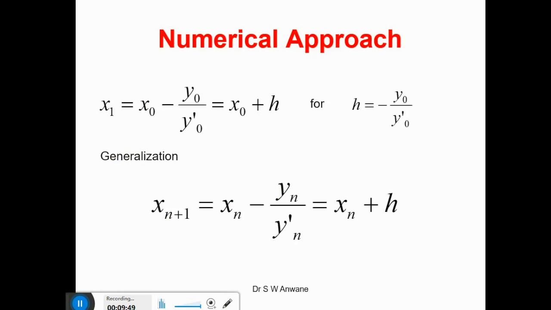And you can generalize the equation. And here I have used a substitution h, which is minus y0 upon y0 dash. And in that form, we can write the next consecutive point which is in close proximity of the root in terms of the earlier point, and you can go on making such attempts until you reach the root.